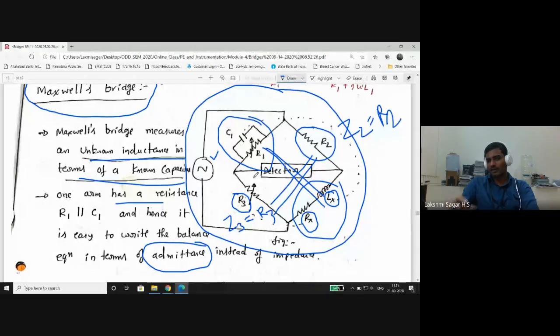So definitely one question will come in the exam. Either they may ask capacitance comparison, inductance comparison, or Wien's bridge. From these 3 different bridge networks, they will definitely ask one question in the exam. If you remember the network, you can do it. I will give you the network and you have to solve it.